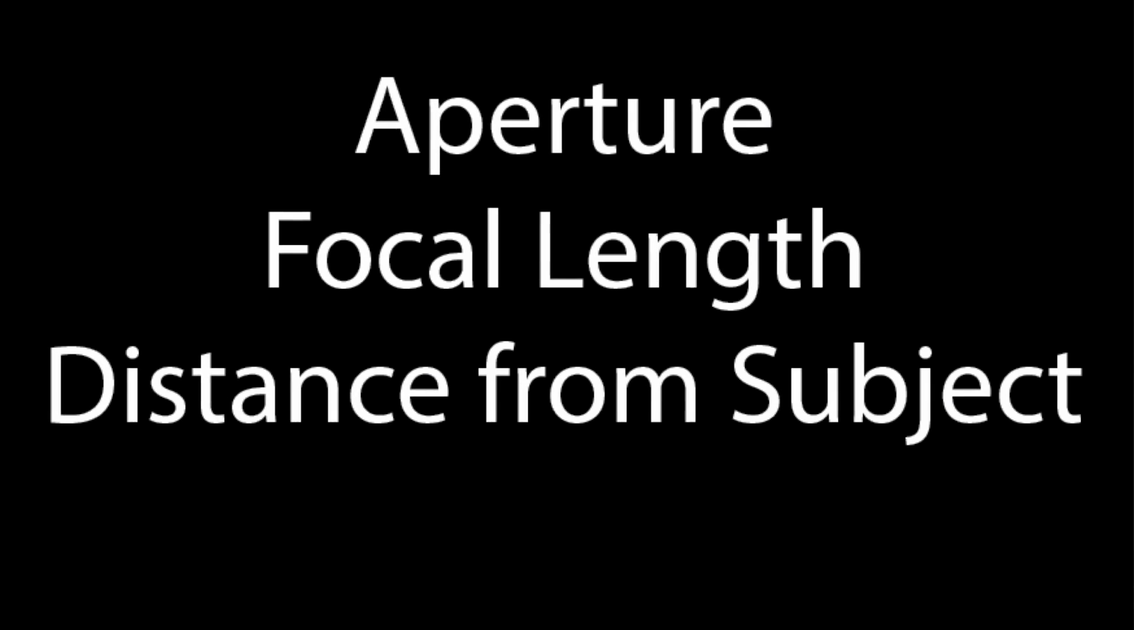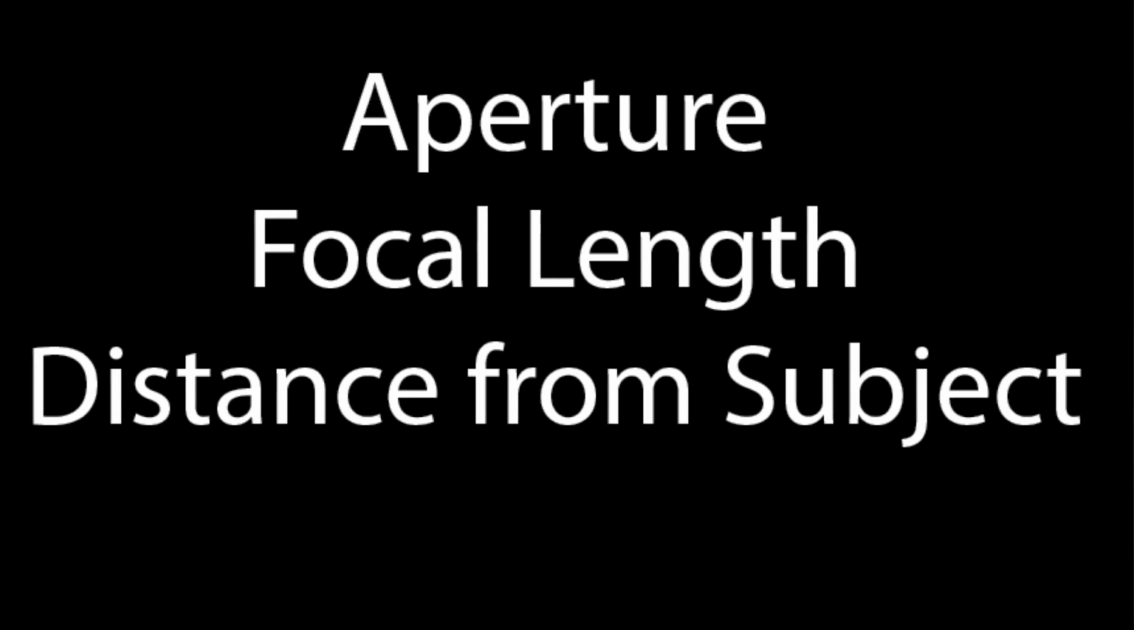So, just to make sure you understand correctly, there are three things that affect shallow depth of field: aperture, focal length, and distance from the subject. A wider open aperture, a long focal length, and the closer proximity between you and your subject will give you the shallowest depth of field.